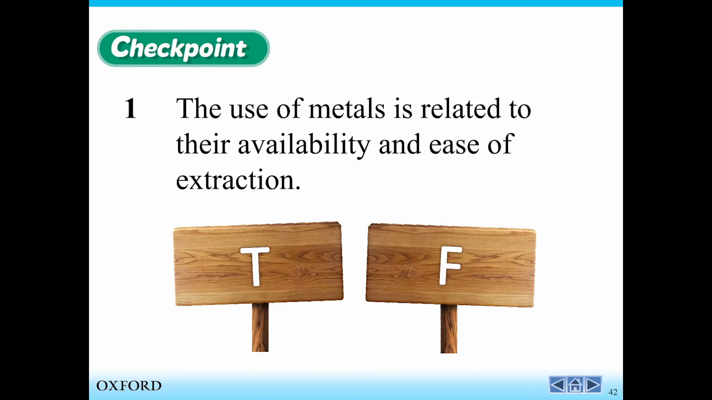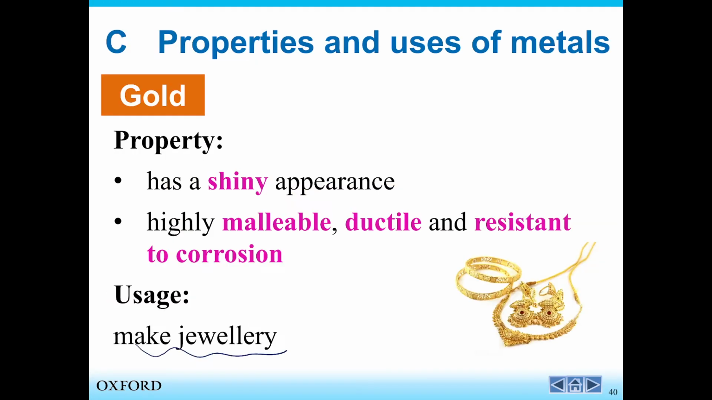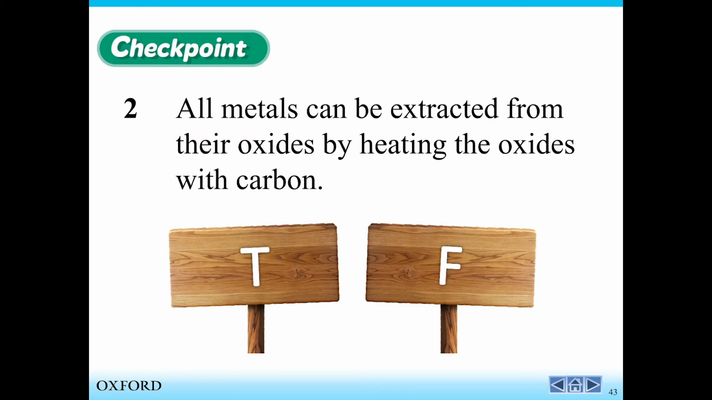Now let's wrap up this whole topic. The use of metals is related to their availability and ease of extraction. Is that true? Of course, yes, it's true. That's the whole point. If metals are easy to extract and readily available, then we're going to use them based on that. Gold, because it's quite rare, we're not going to use it to make buildings, even though it has quite good properties. You're not going to use it because it's rare and that's why it's expensive.